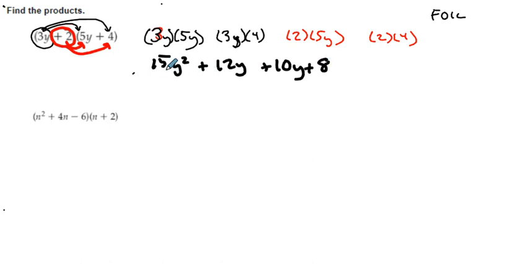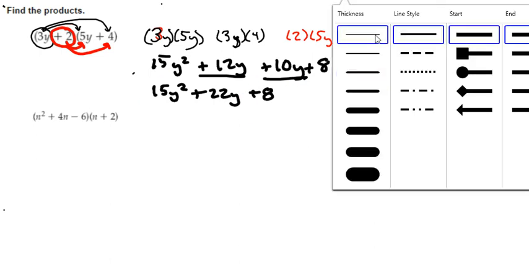So cool, all right? This is the only y squared term, so we're going to go 15y squared, all right? Now we have 12y and 10y, so we're going to add those together, so plus 22y, and then we have plus 8, all right? So this is finished. There's nothing else to combine. It's in good shape.